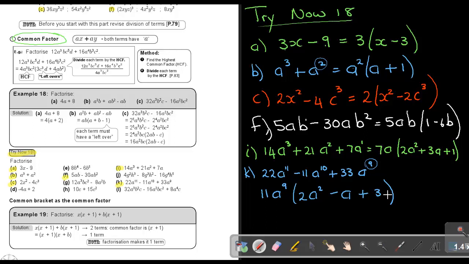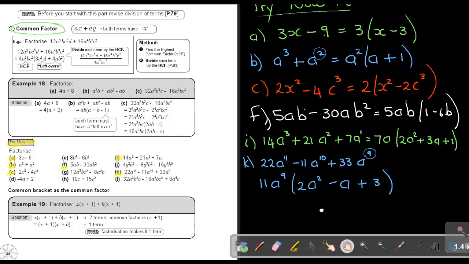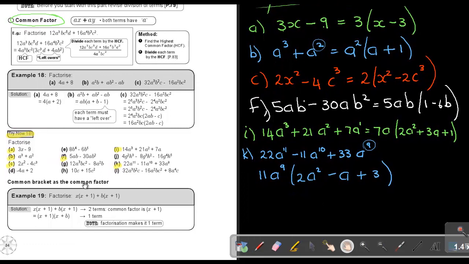Okay. Let's just look at the final part. A common bracket as a common factor. So basically, if you look at this one, you will see that bracket is the same. It's 2 terms. So you take out the bracket, and if you divide, then the bracket cancel and x is left. And if you divide, the bracket cancel and b is left.